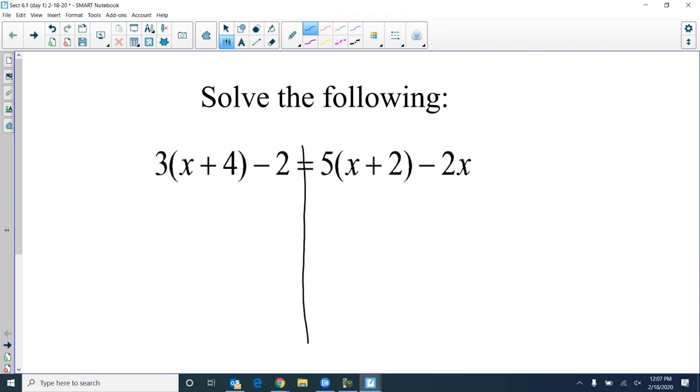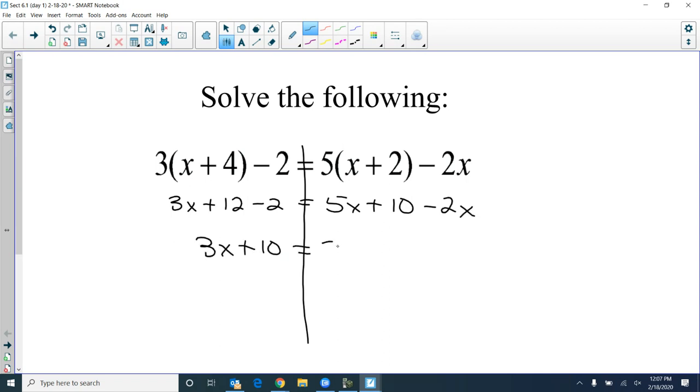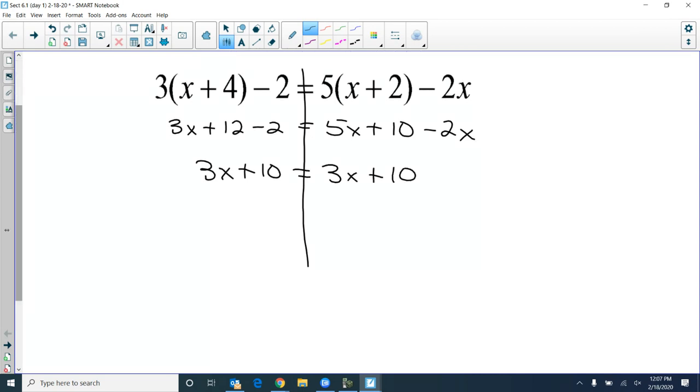All real numbers. Okay, so 3x plus 12 minus 2, and then equals 5x plus 10 minus 2x. And so I get 3x plus 10 equals 3x plus 10. Now some of you stopped right there, and you recognize that's fine. Sometimes you kind of keep going. You don't really look at the whole thing. Subtract 3x, 10 equals 10. It's still the same thing. As long as you have the left side equals the right-hand side, you say all real numbers.